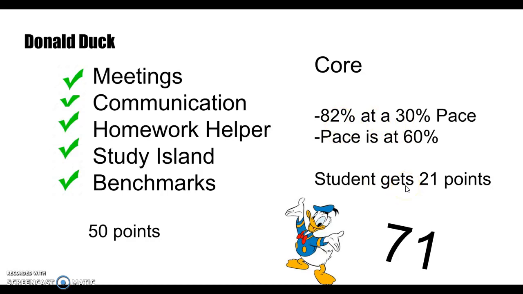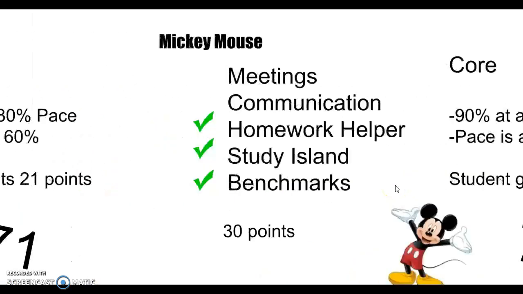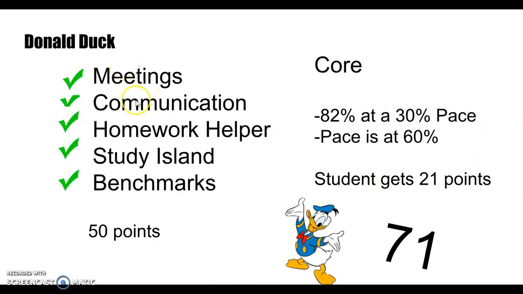Now, remember, it's a semester grade, so we have to break that down even further because we're also adding in this other 50%. So I give him really half of half, which I added up to 21. Brings his grade up to about a 71. Math might be off a little bit there, but it gives you an example of how I look at it.